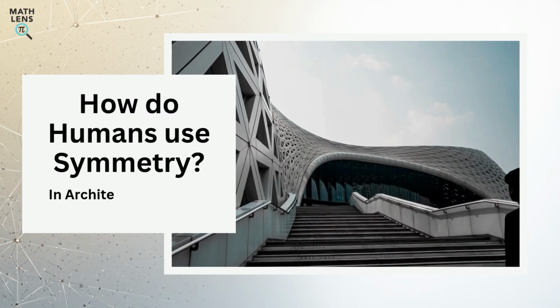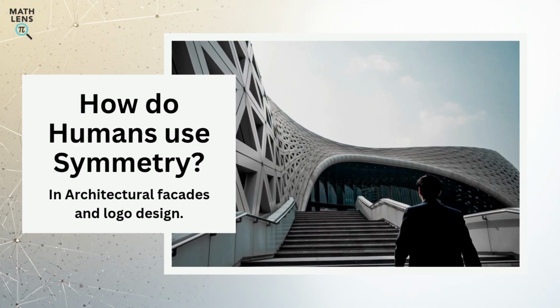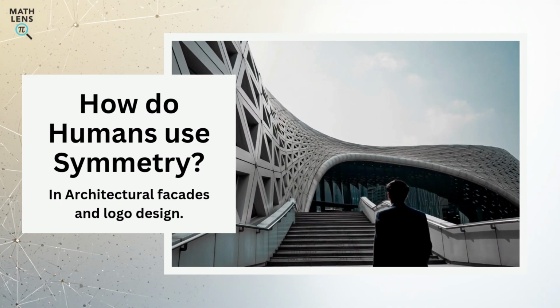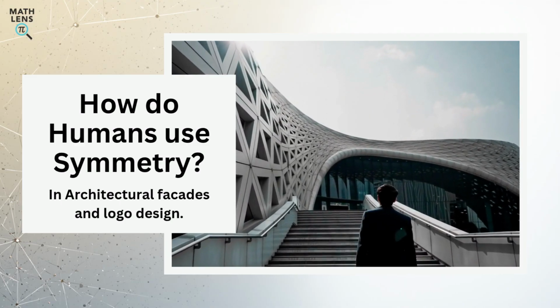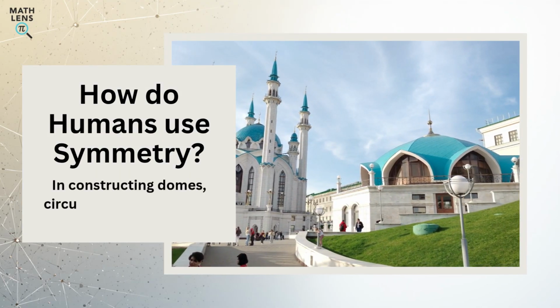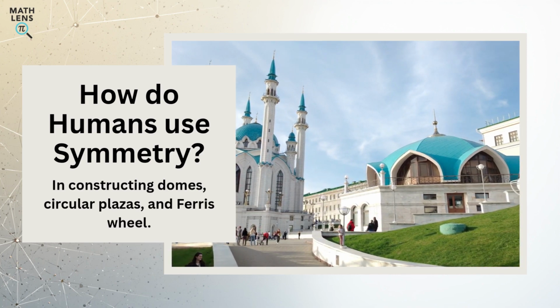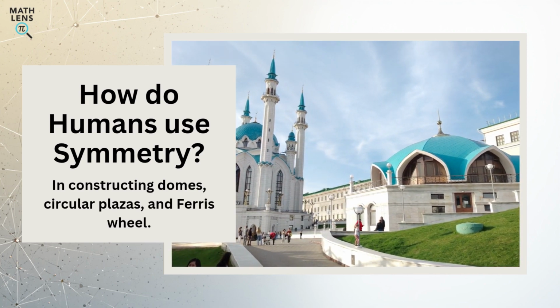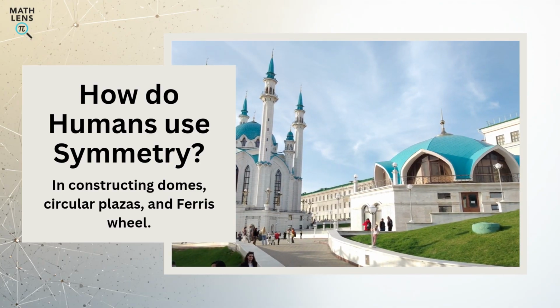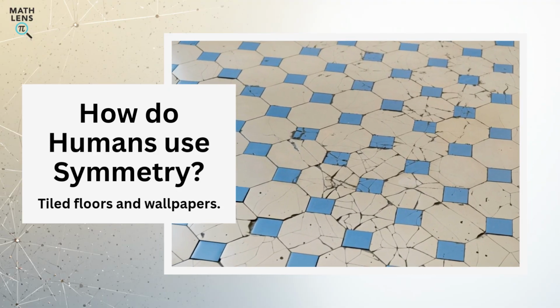Humans utilize the power of symmetry in various aspects of daily life, such as architectural facades and logos, which enhance visual appeal and memorability; the construction of domes and circular plazas, ensuring stability and beauty; and tiled floors and wallpapers, creating harmonious patterns that add elegance. Symmetry is both a natural phenomenon and a tool that enhances our environment.